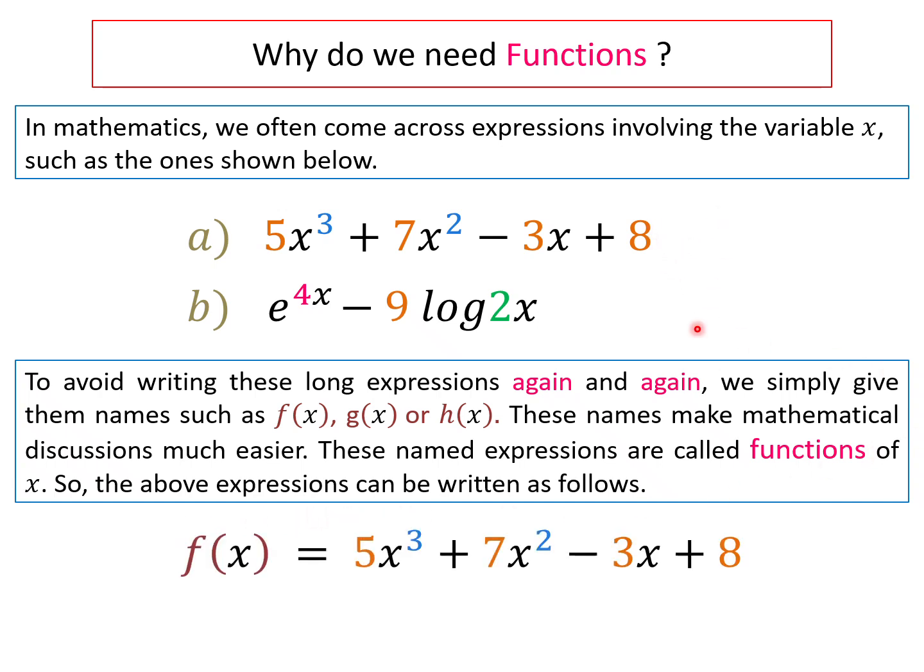The first one, we are writing f of x is equal to 5x cube plus 7x square minus 3x plus 8. For the second one, since we have used f of x, this name we cannot repeat for the second expression. So here we have given g of x. If there is a third expression, we'll make use of h of x and so on.